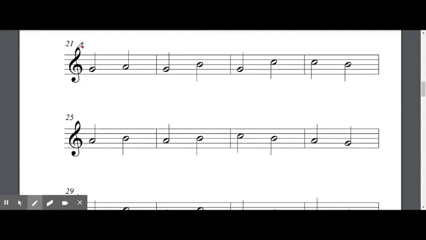Now, we know that our treble clef is our G clef, which means it circles around our G. And look, our very first note is on that same line. So our very first note is going to be a G.